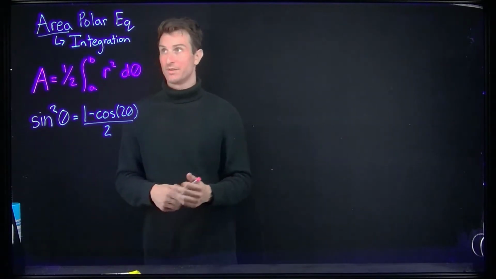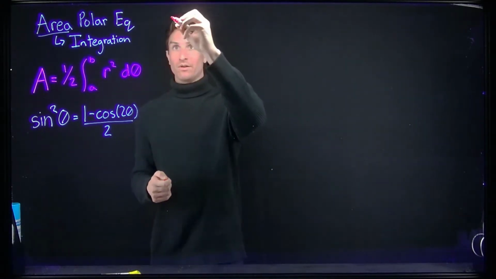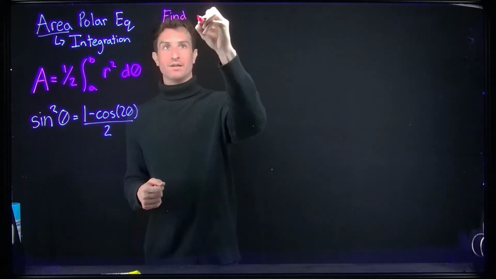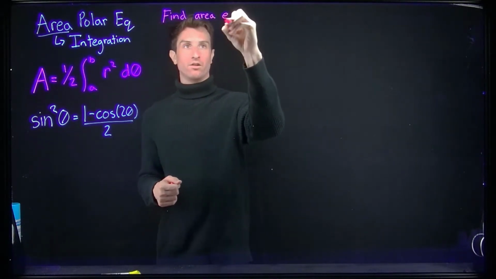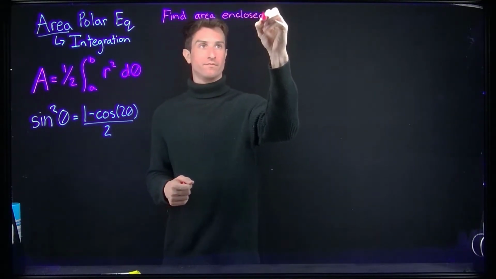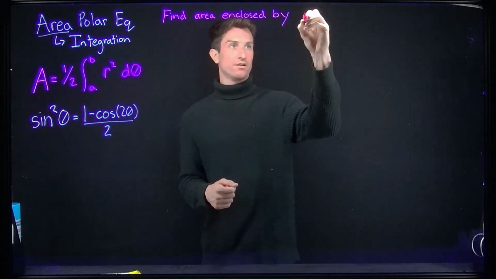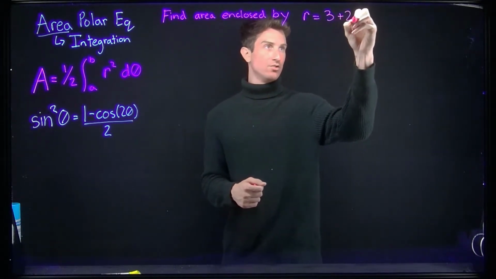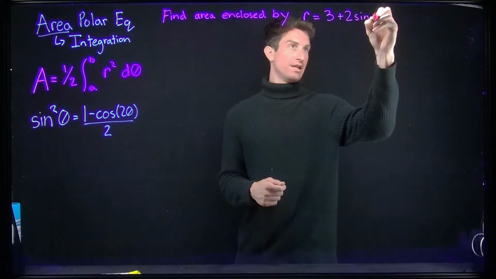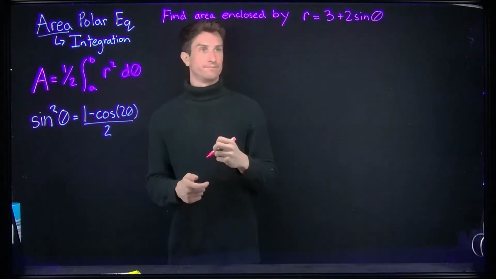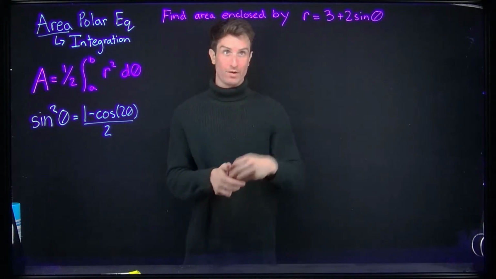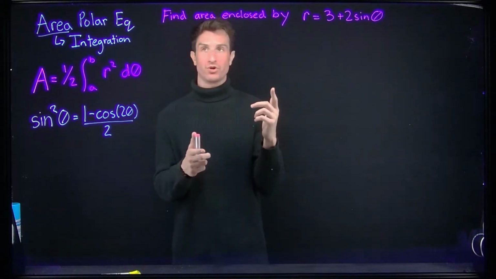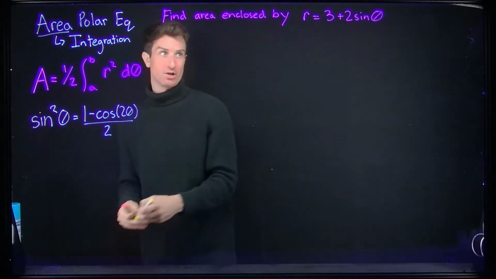All right, so let's go through this slowly. So I want to find the area enclosed by r equals 3 plus 2 sine of theta. Right? Okay, so we have our r. Notice that I didn't specify an angle, so if the angle's not specified, we're going to do one full revolution from 0 to 2 pi. So let's go ahead and start writing that out.